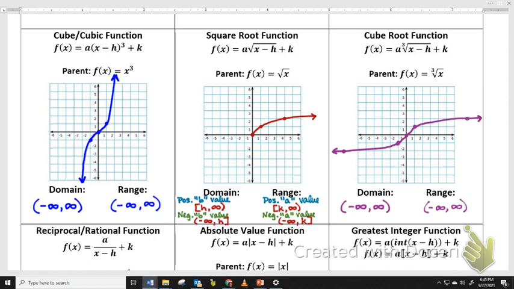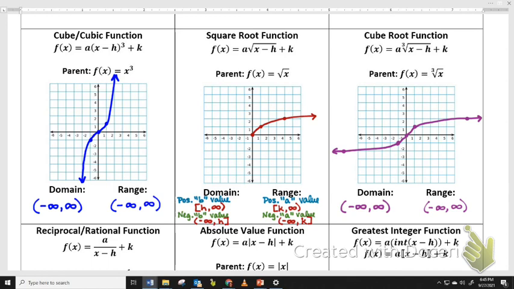So one of the things that I hope you're noticing as we talk about domain and range for these different functions, if it is an odd function, then my domain and range are all real numbers, -infinity to +infinity. But if I have an even function, then my range is going to be restricted.